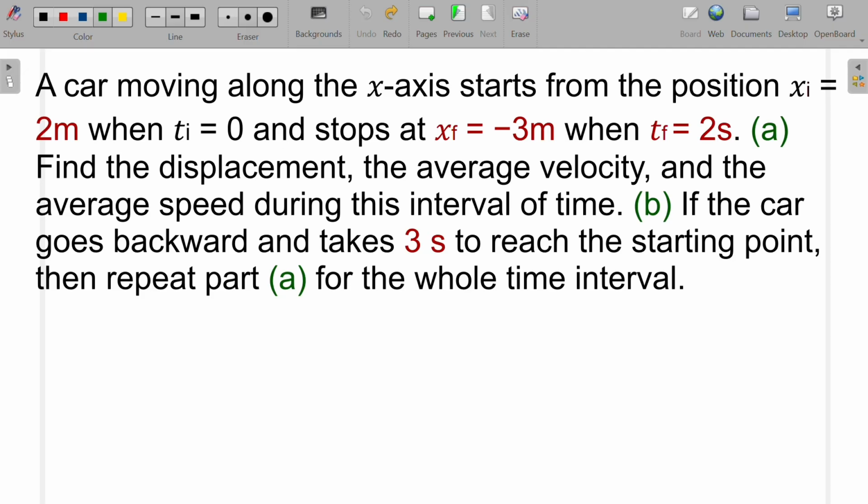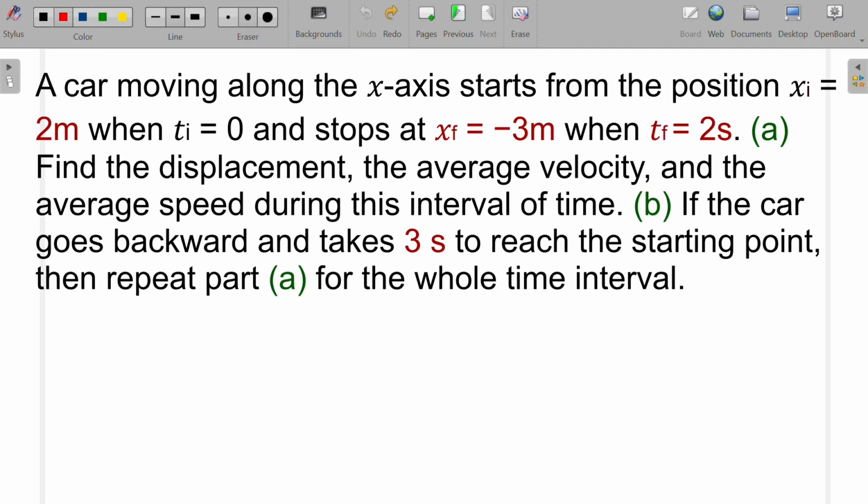A, find the displacement, the average velocity, and the average speed during this interval of time. B is saying if the car goes backward and takes 3 seconds to reach the starting point, then repeat part A for the whole time interval. All right, so let's go ahead and solve it. Let's see what is happening here.